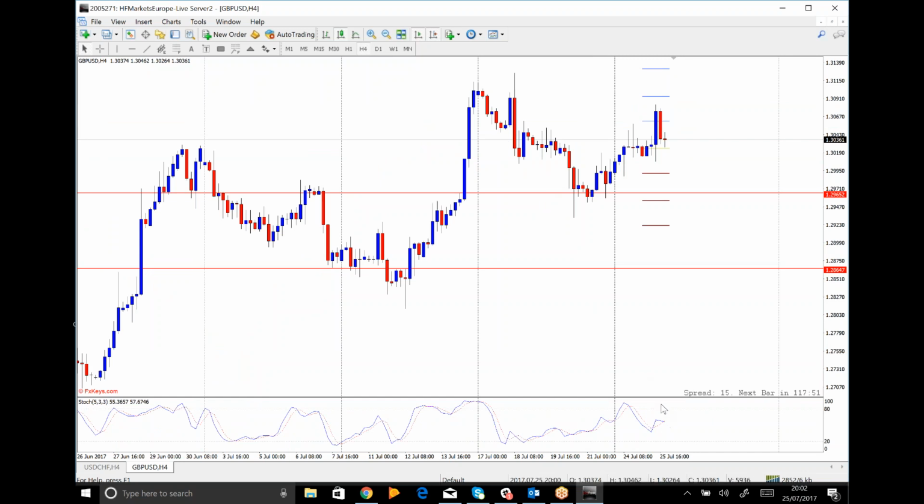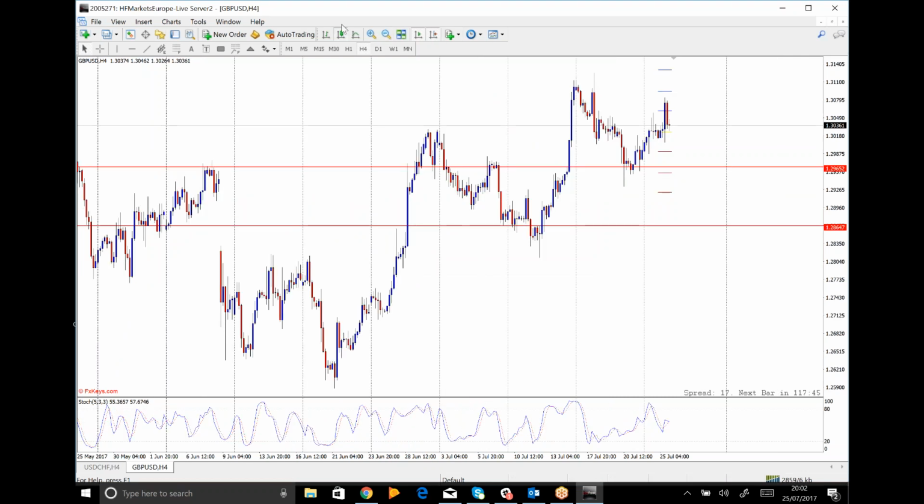I hate the look of this stochastic, which is most likely going to put me off the trade. I hate just the look of it. It just looks disgusting, like no volatility, nothing. I'm expecting prices to rally higher. I'm just not liking the stochastic.